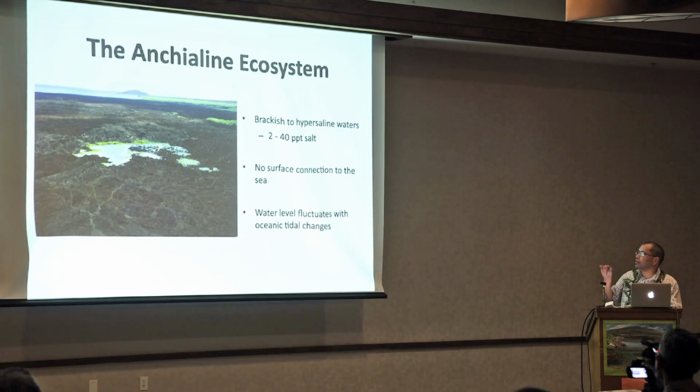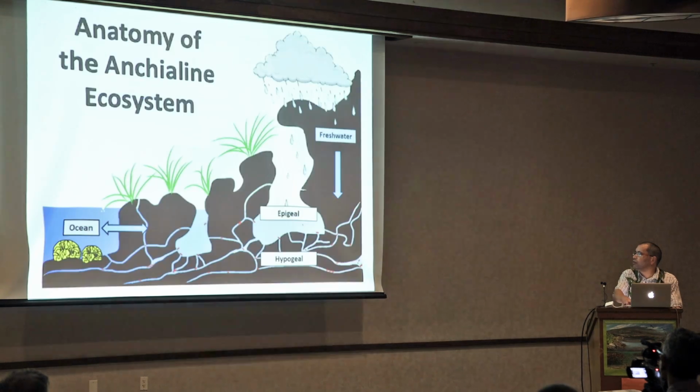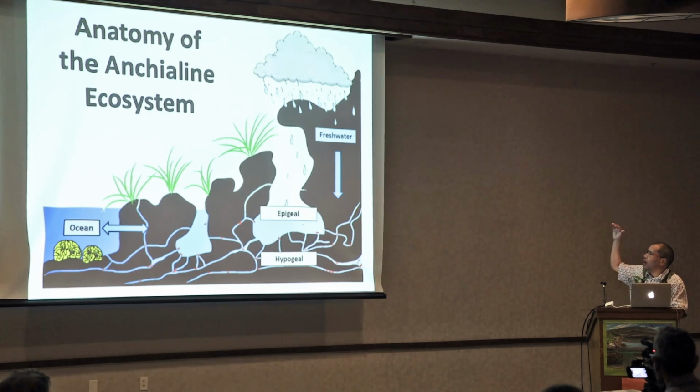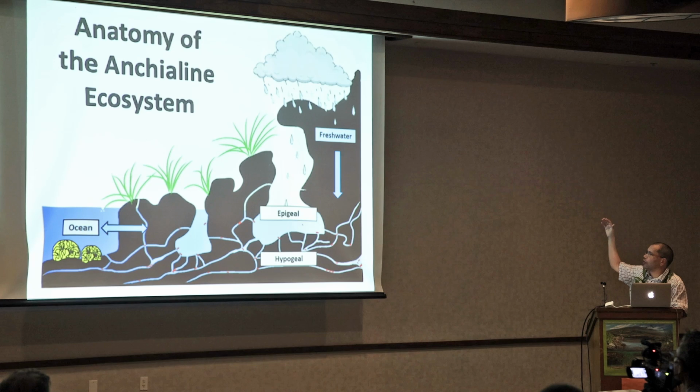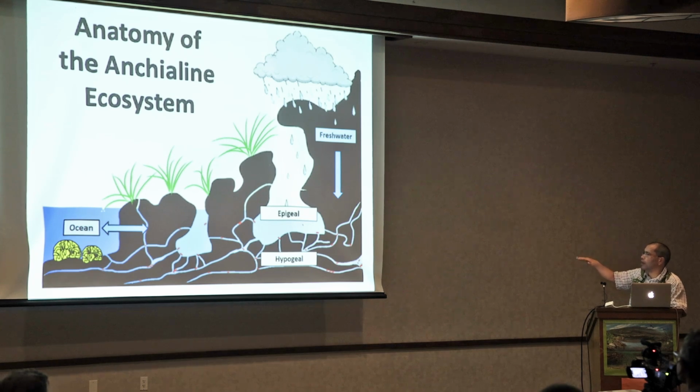And how you can tell that's really the case is because the waters in these habitats undergo anywhere from a brackish to hypersaline situation, 2 to 40 parts per thousand salt water, when you look at the connections going on there. And the reason is that when you take a cross-section of these habitats, you see why they are connected. So we have a freshwater system that comes in as rain and percolates down to what we call the epigeal system.